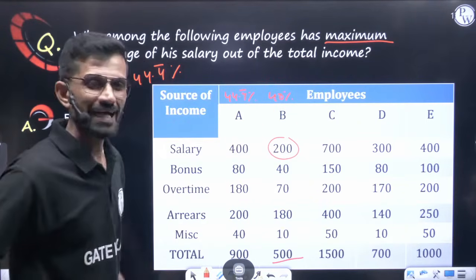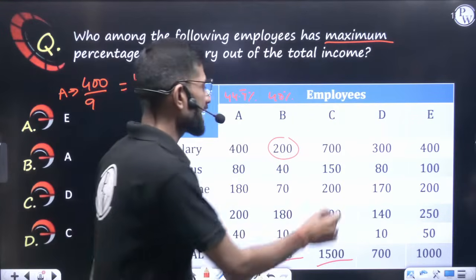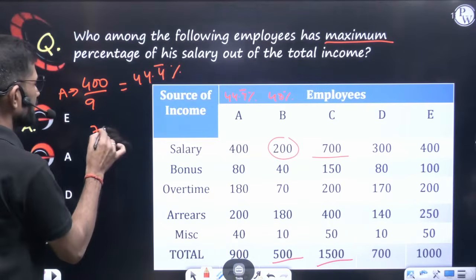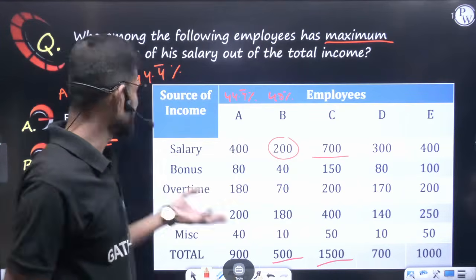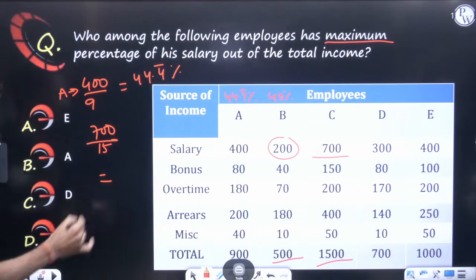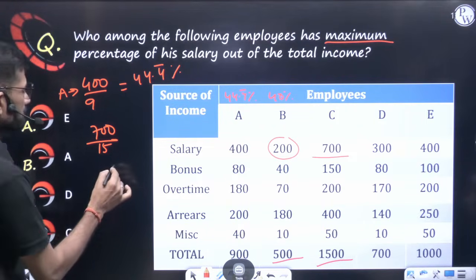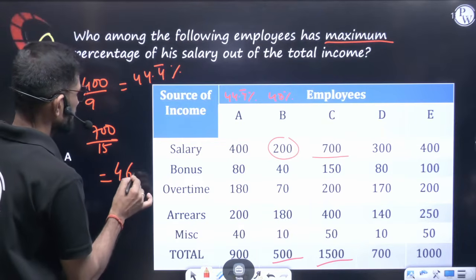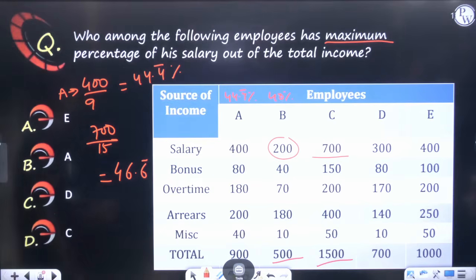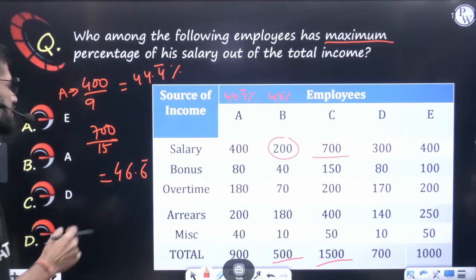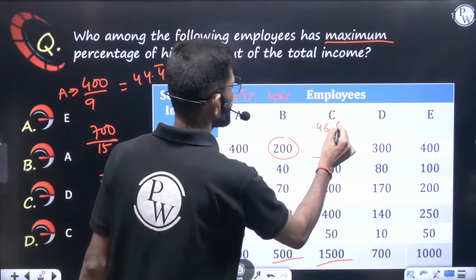See, we have done, as simple. Now if we take employee C, 1500 is the total income. Out of that salary is 700. So 700 divided by just 15, not 1500, because anyhow those 2 zeros will get cancelled. So 700 divided by 15 will be coming somewhere around, how much? 46.6 bar percent I think. So 46.6666 and so on, 46.6 bar percent. So employee C, we are getting 46.6 bar percentage.